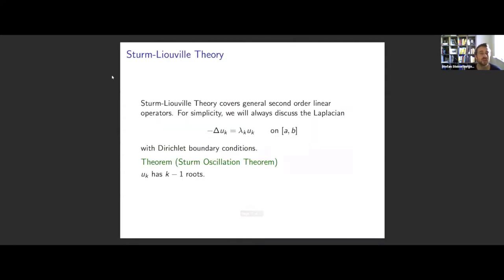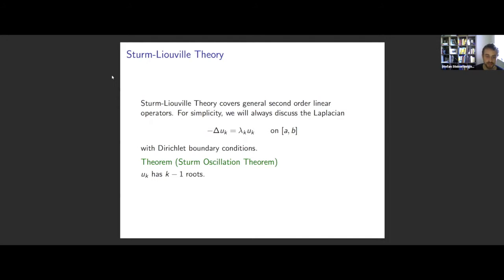What is Sturm-Liouville theory? Essentially, it's the study of eigenfunctions of second-order elliptic operators on the real line or in an interval with some boundary conditions. I'll not discuss the general theory, but I'll just talk about the trivial problem you can solve in your head. And what you can solve in your head is Laplacian eigenfunctions on an interval with Dirichlet boundary conditions, and those are sines, right? So you know about this.